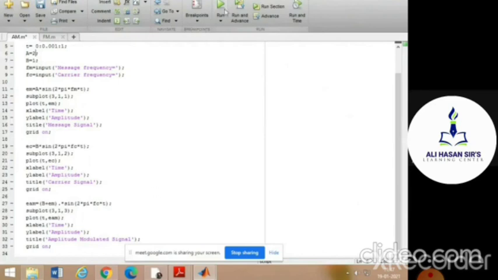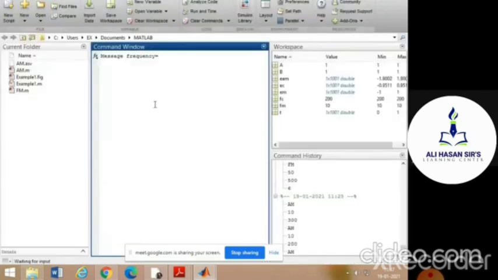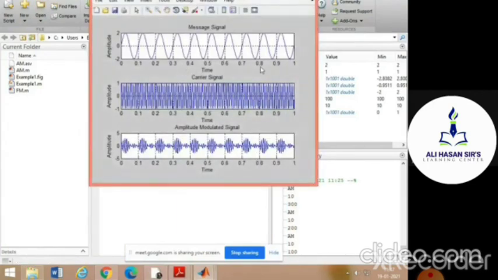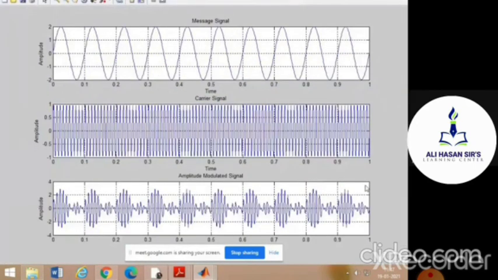So shall I get the output or not? Let's see. Here I will give the message frequency as 10 and the carrier frequency as 100. Okay, so press enter, and you can see here the upper sideband and lower sideband overlap with each other in the amplitude modulated signal. Okay, so this is the graph which we have seen over here.